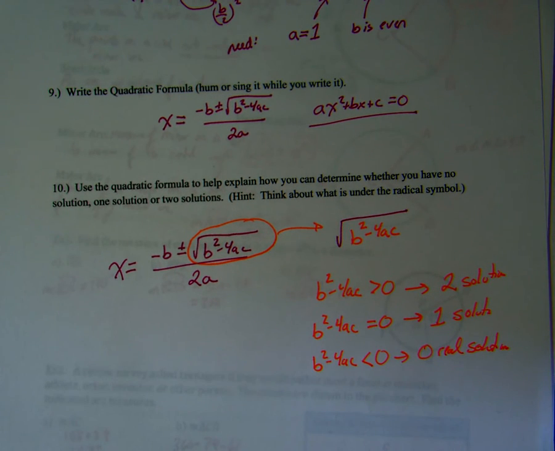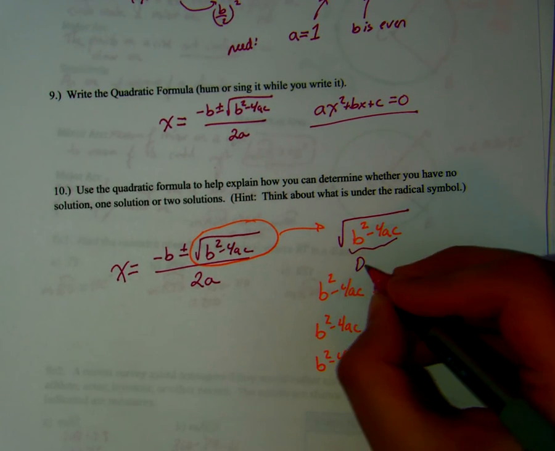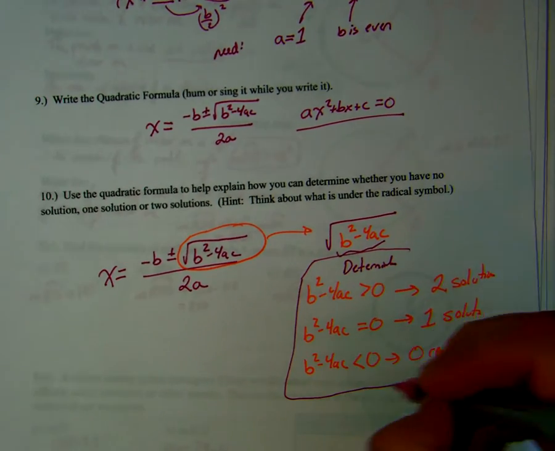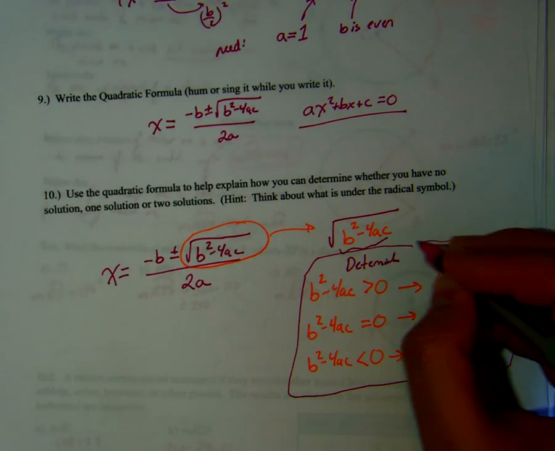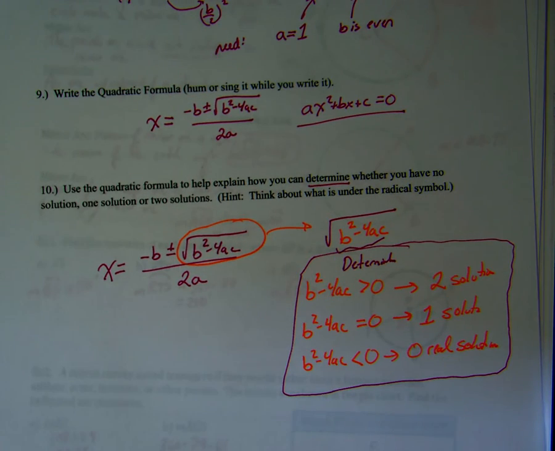Okay? And so this part here actually has a good name. This is called the determinant, and it is called that because it helps you determine how many solutions you have.